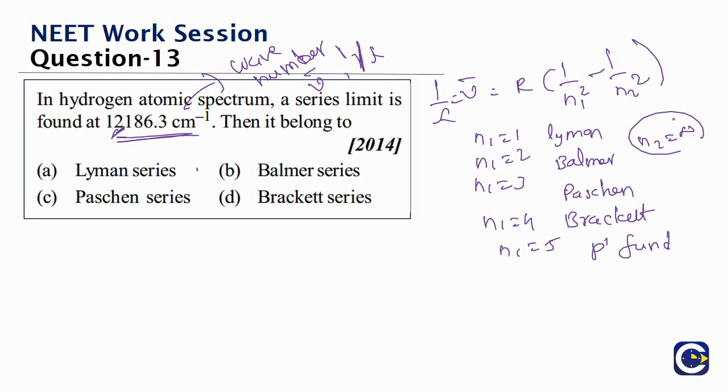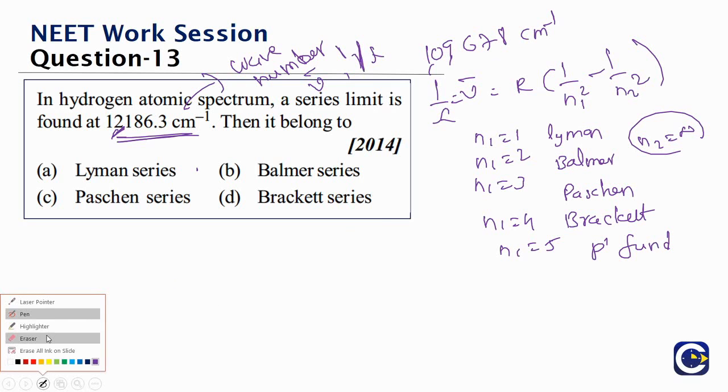So they are giving us R, and by the way, what is R? R is the Rydberg constant. What is the Rydberg constant value? It will be approximately 1,09,677 or 678 centimeter inverse.